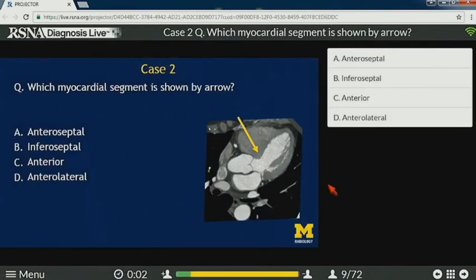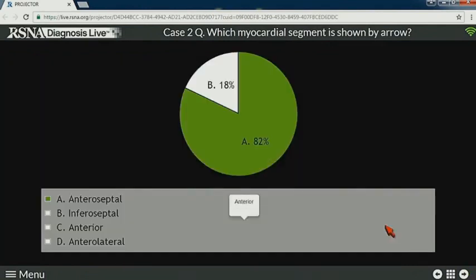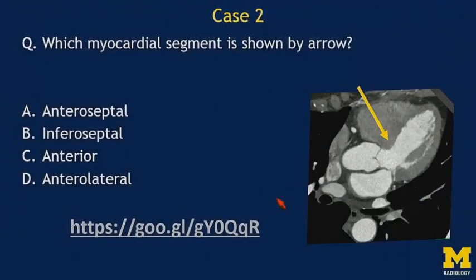And we're looking at this wall. So which segment do we think it is? Is it anteroseptal, inferoseptal, anterior, or anterolateral? Okay, let's see what the answer is. And you're absolutely correct. Almost everybody got it right. So it is indeed anteroseptal. Some people thought it might be the inferoseptal, but let's see why we think it's an anteroseptal segment.